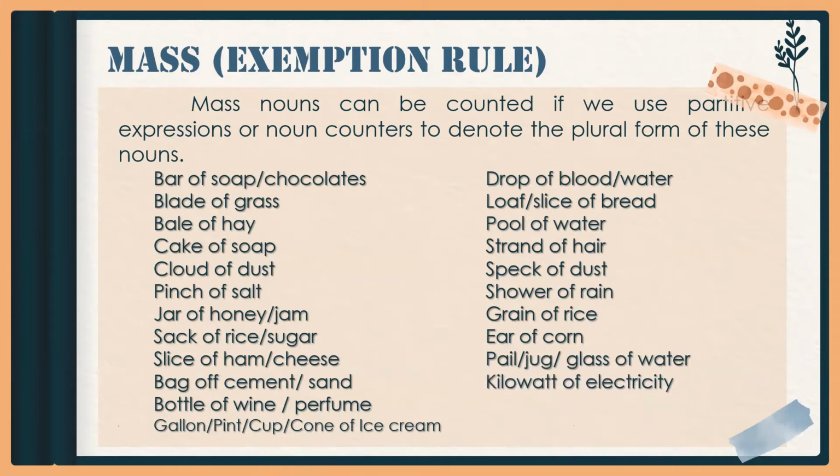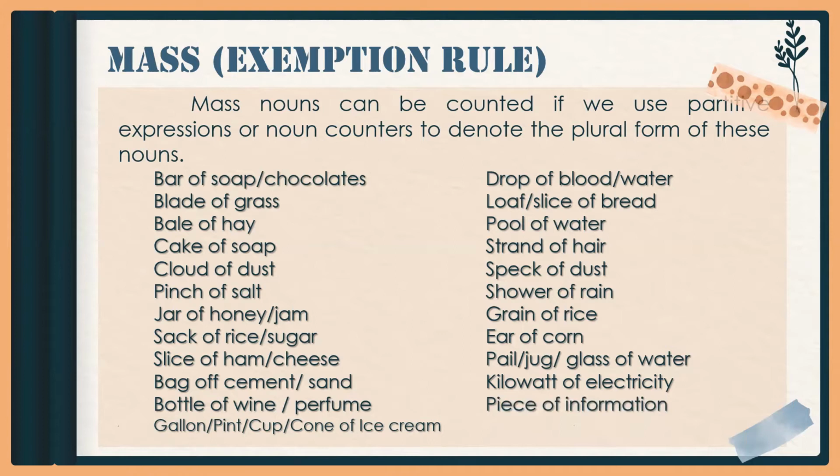So more on, mass nouns can be counted only if they are using partitive expressions or what we call also noun counters. But likewise, when I mentioned earlier the words homework, courage, wisdom, advice, those mass nouns cannot be counted. So these always require verb with S because they are always singular nouns.